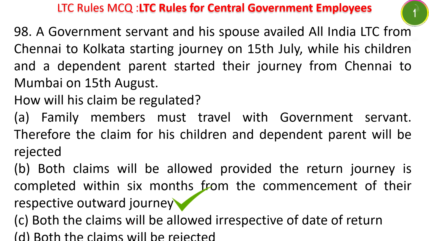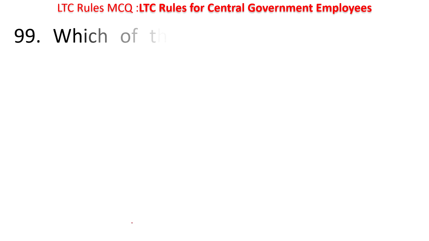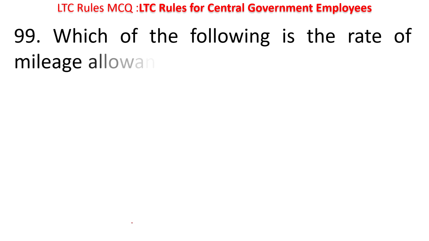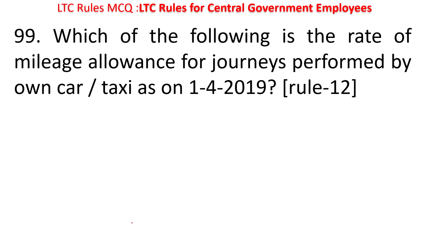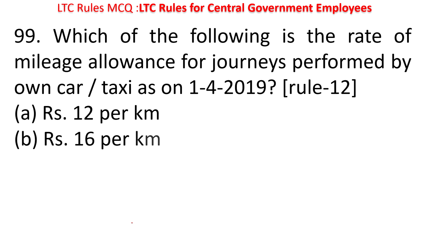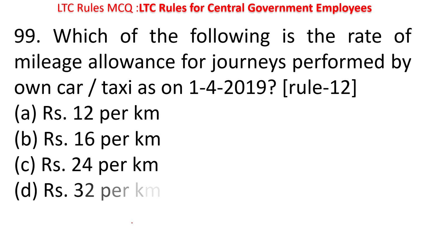The answer is both claims will be allowed, subject to the condition that the return journey is completed within 6 months from the commencement of their respective outward journey. Next question. Which of the following is the rate of mileage allowance for journeys performed by own car or taxi as on 1/4/2019? Rule 12. 12 rupees per kilometer, 16, 24, 32. Your time starts now.